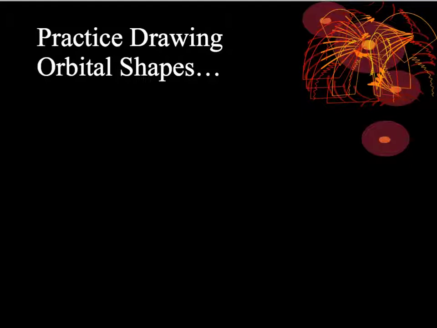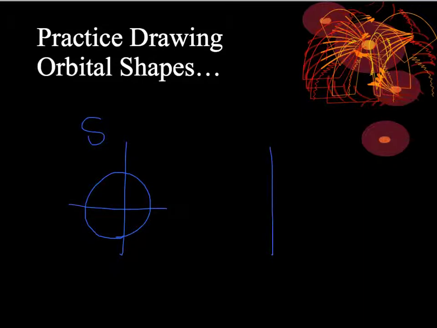So I did want to take a quick minute to practice drawing the shapes. So your S orbital is literally a sphere, and then you imagine if this were like your graph. Now then you come over here, and if we were trying to draw our P orbital, change my color for that.